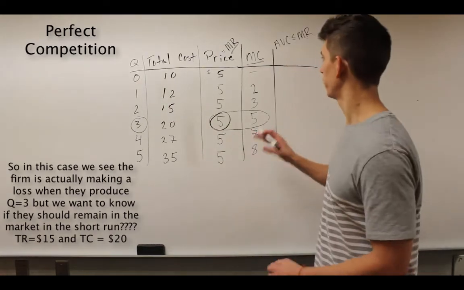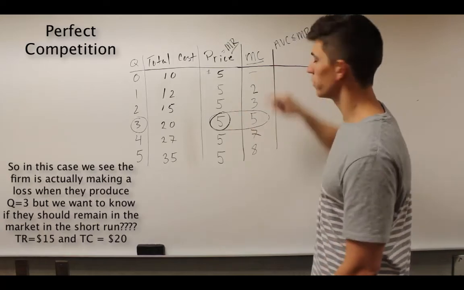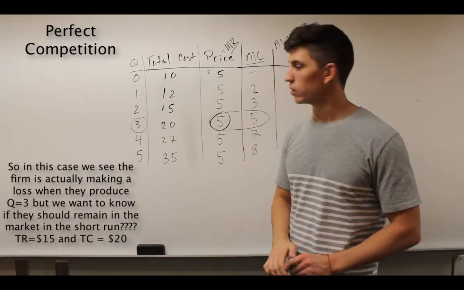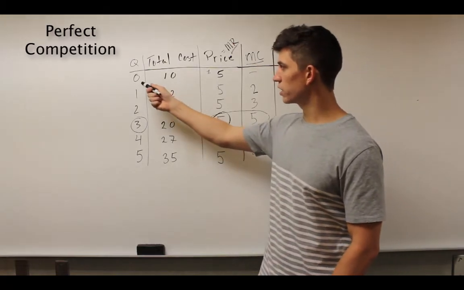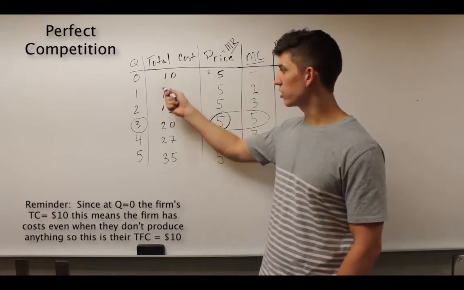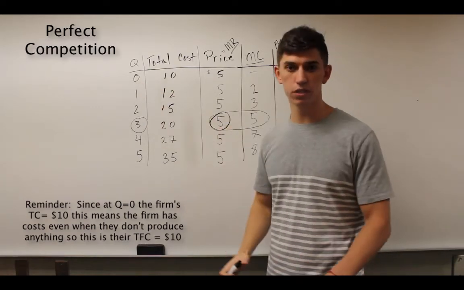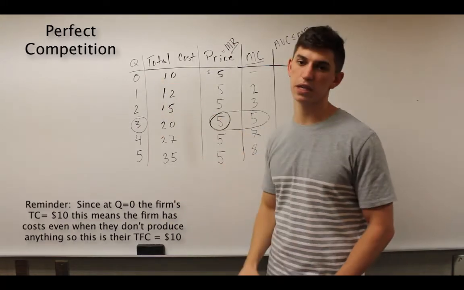So like I said, in order for the firm to not shut down, we have to verify that their marginal revenue is greater than or equal to their average variable cost. First of all, like I mentioned earlier, we can see that their fixed cost is in fact $10, because that is the cost that they pay even when they produce no units. So this is a cost that they can't get out of. If they shut down and produce 0 units, they're still going to have to pay 10.